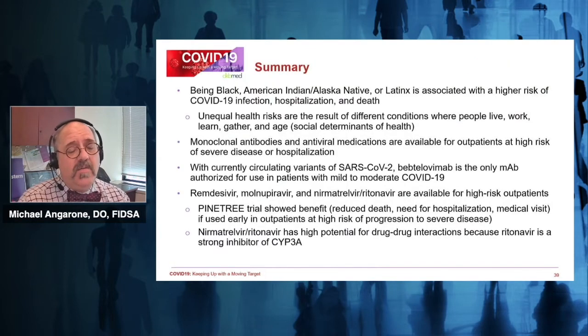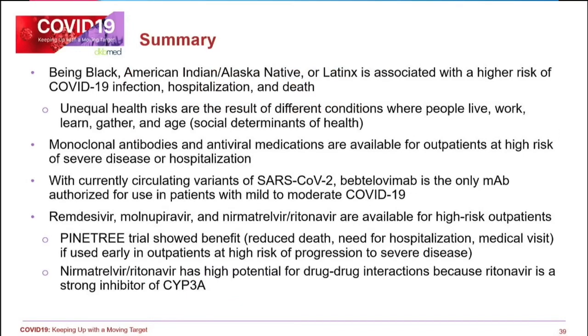So in summary, we know that there are certain risk factors associated with high risk for severe COVID-19 hospitalization and death, and those include Black, American Indian, Alaska Native, and Latinx. Unequal health risks are the result of different conditions where people live, work, learn, gather, and age, so the social determinants of health. Monoclonal antibodies and antiviral medications are available for outpatients at high risk of severe disease or hospitalization. With current circulating variants of SARS-CoV-2, bebtelovimab is the only monoclonal antibody authorized for use in patients with mild to moderate COVID-19.